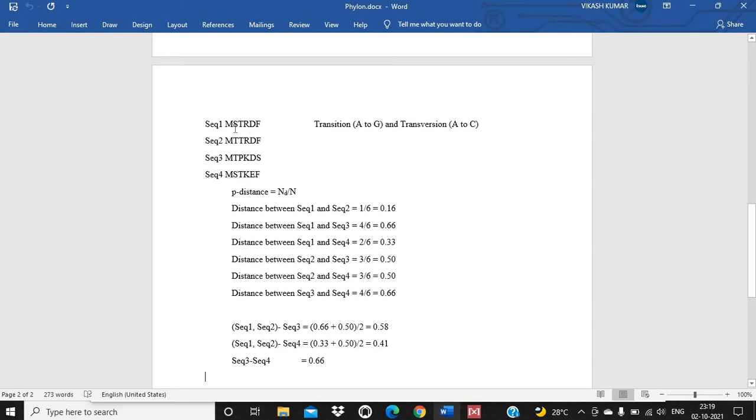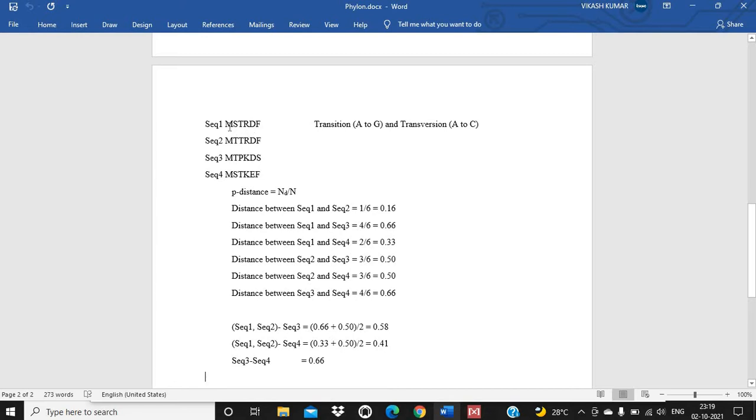So here, when we consider a pair of sequences, we calculate the number of differences, meaning how many amino acids or how many residues are different. All sequences are 6 amino acids, or 6 residues. So for example, if we calculate the distance between sec1 and sec2, then the number of differences is 1.